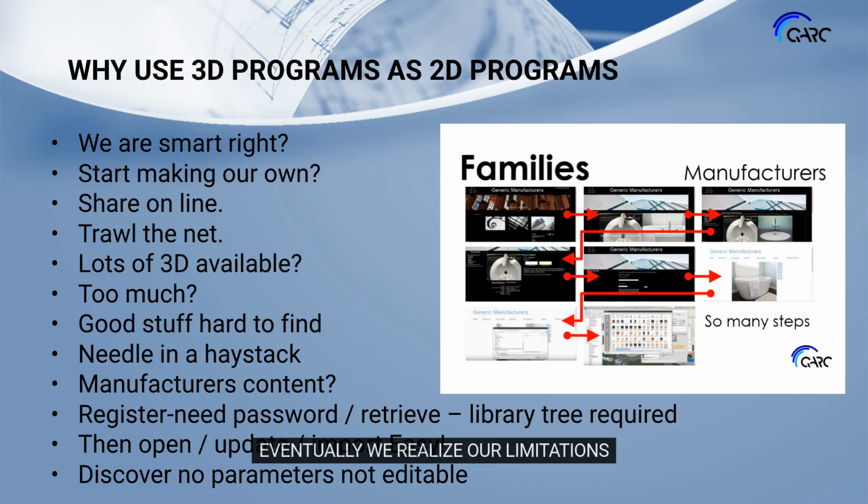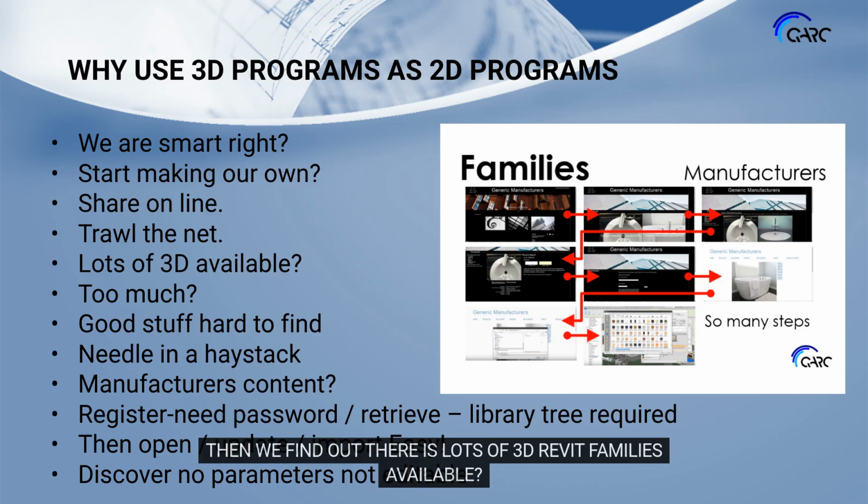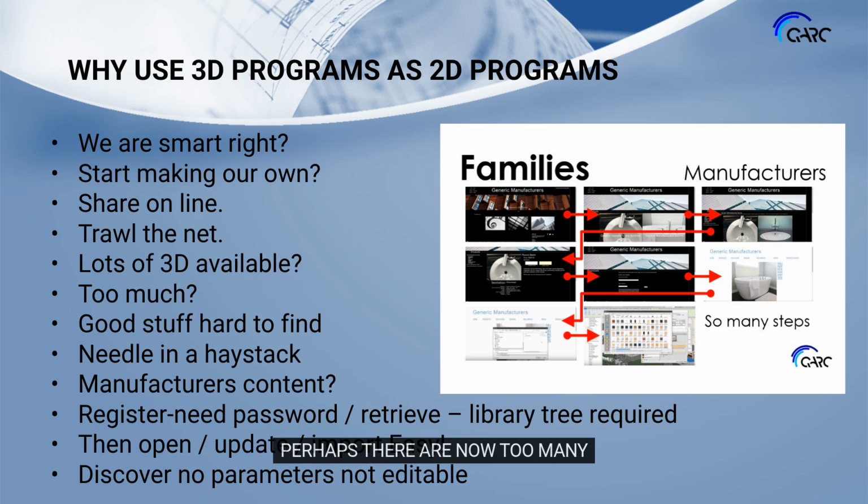Eventually, we realize our limitations. Usually we then start to understand parameters, so we trawl the net for better stuff. Then we find out there is lots of 3D Revit families available. Perhaps there are now too many. Worse still, the good stuff is hard to find. It is like looking for a needle in a haystack.